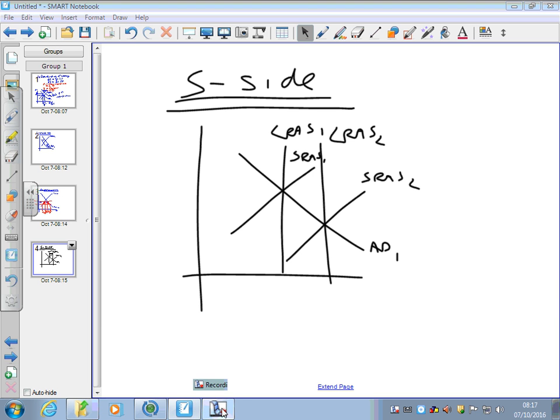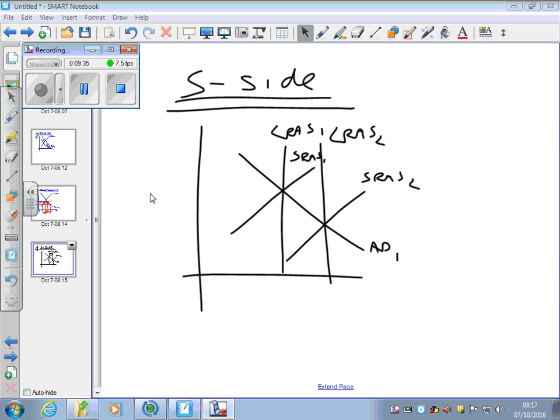So overall, what you've hopefully picked up from this is that trying to solve a trade deficit, it certainly isn't easy, unfortunately.